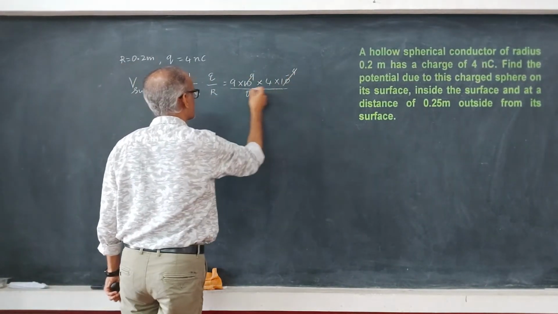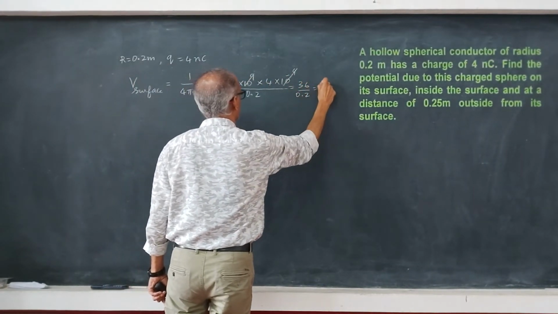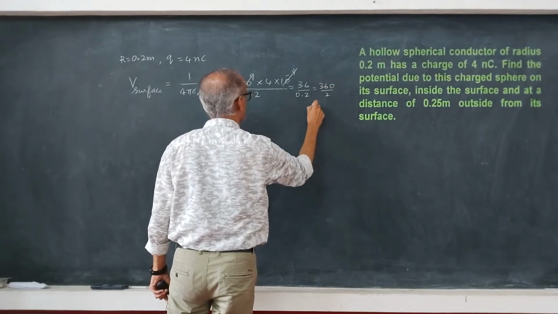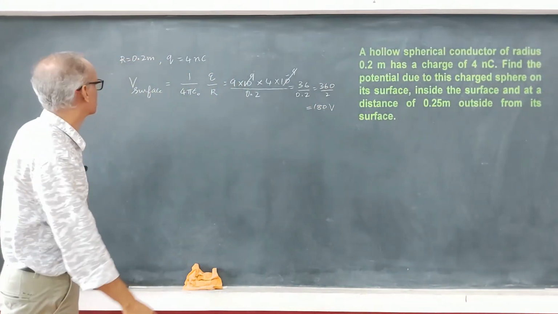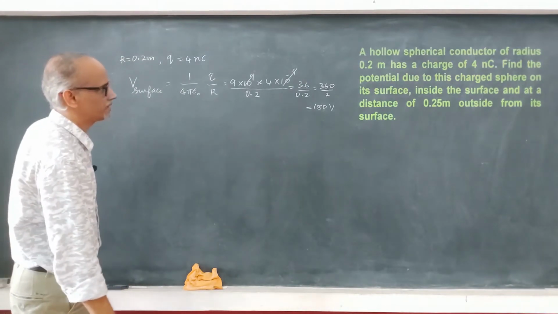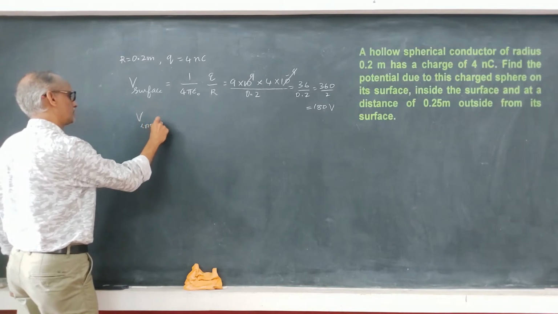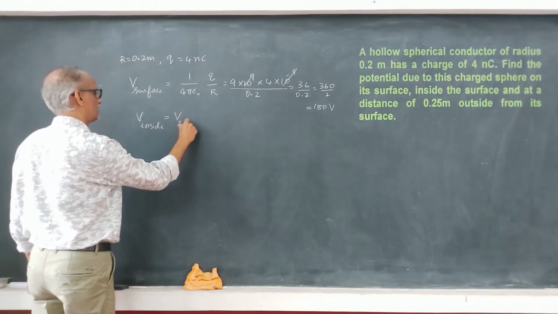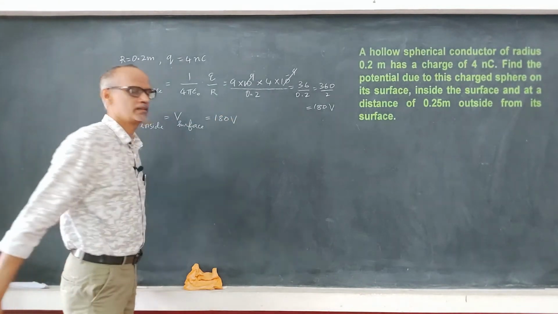So this will get cancelled. 9 fours are 36 by 0.2, which is the same as 360 by 2. So the value is 180 volt. Next, V inside the surface. So V inside is the same as that on the surface, right? So that is equal to 180 volt.